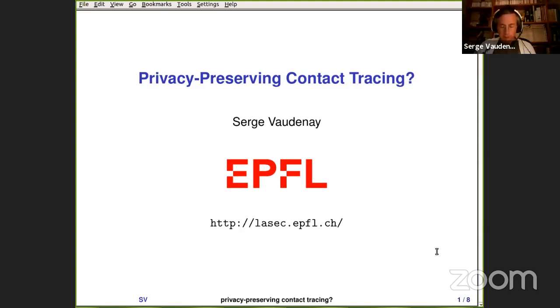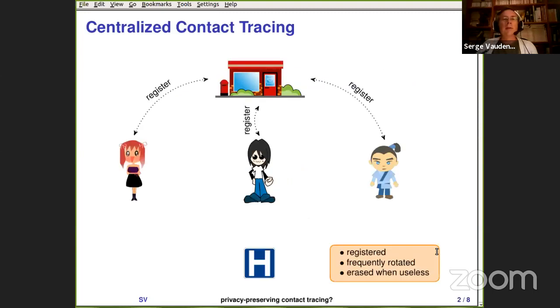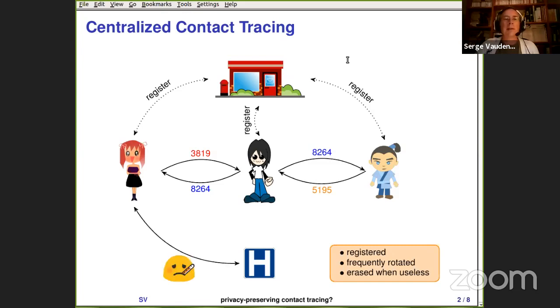Okay, so I'm also representing myself. I'm not representing EPFL. So I will talk about the difference between a centralized system and a decentralized system. In a centralized system, you have some kind of central authority, which is represented as a post office, where users register and they agree with this post office about all the ephemeral identifiers they will be using. And then they meet each other, they exchange their ephemeral identifiers. And if Alice gets sick, she reports the identifiers that she has received, and you should consider this as a kind of message that the post office will interpret as an alert to be sent to Bob here. So the post office needs to understand this message as an alert which has to be sent to Bob.